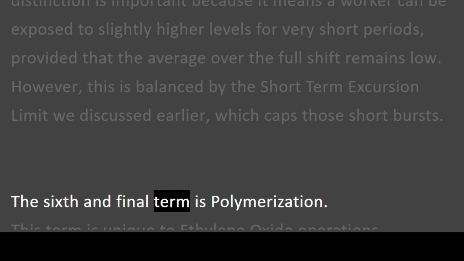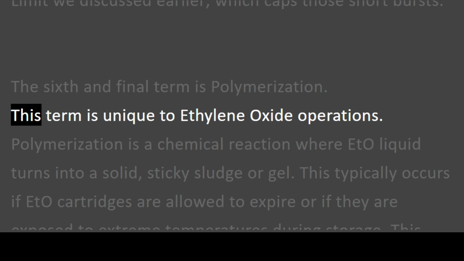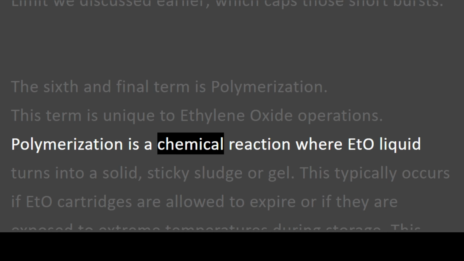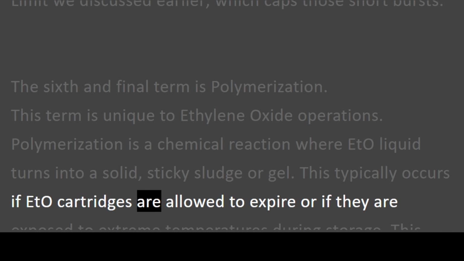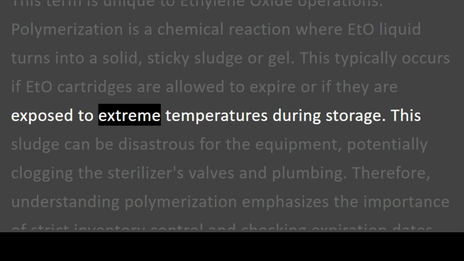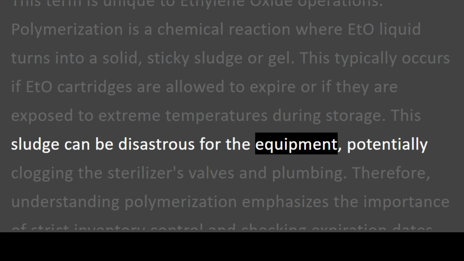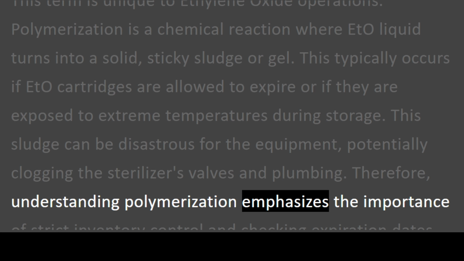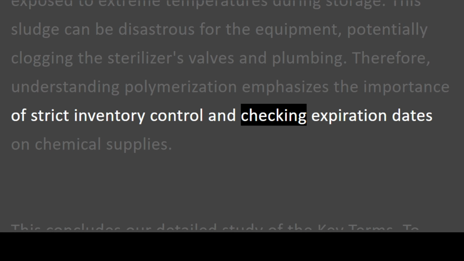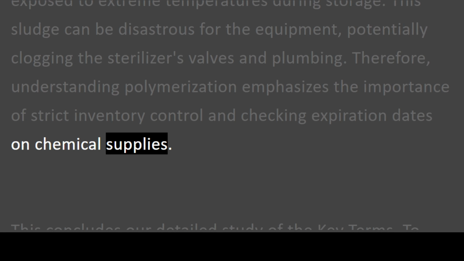The sixth and final term is polymerization. This term is unique to ethylene oxide operations. Polymerization is a chemical reaction where EtO liquid turns into a solid, sticky sludge or gel. This typically occurs if EtO cartridges are allowed to expire or if they are exposed to extreme temperatures during storage. This sludge can be disastrous for the equipment, potentially clogging the sterilizer's valves and plumbing. Therefore, understanding polymerization emphasizes the importance of strict inventory control and checking expiration dates on chemical supplies.